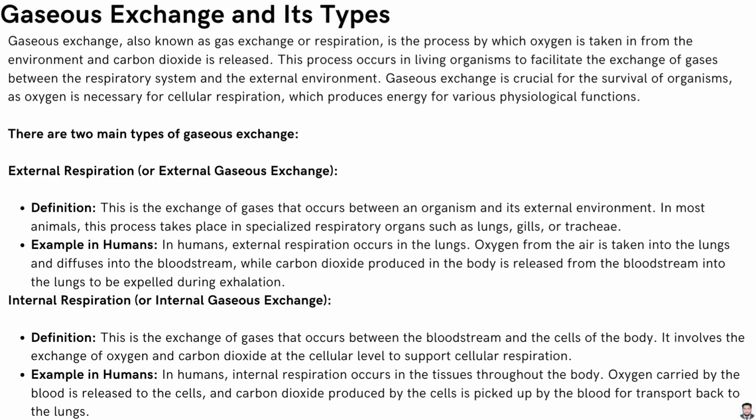Internal respiration or internal gaseous exchange. Definition. This is the exchange of gases that occurs between the bloodstream and the cells of the body. It involves the exchange of oxygen and carbon dioxide at the cellular level to support cellular respiration. Example in human. In humans, internal respiration occurs in the tissues throughout the body. Oxygen carried by the blood is released to the cells, and carbon dioxide produced by the cells is picked up by the blood for transport back to the lungs.